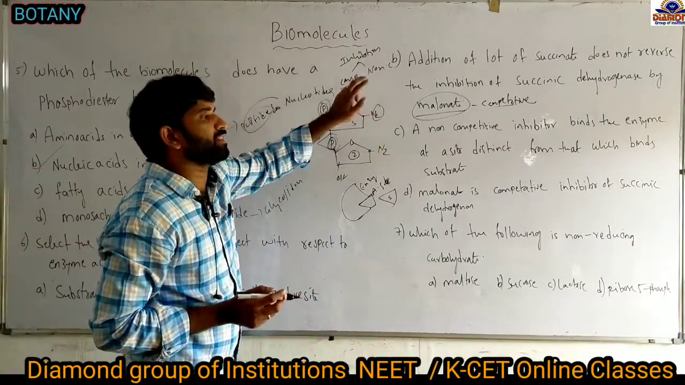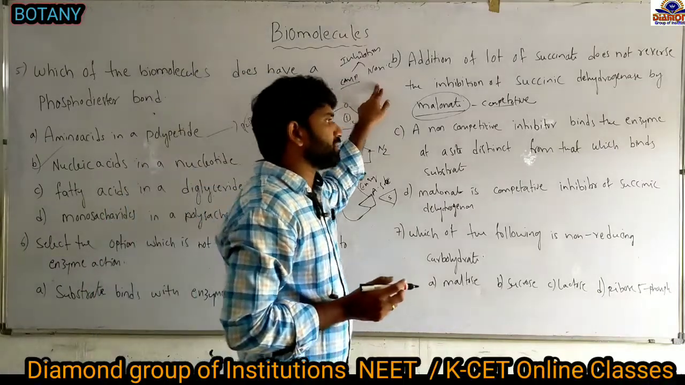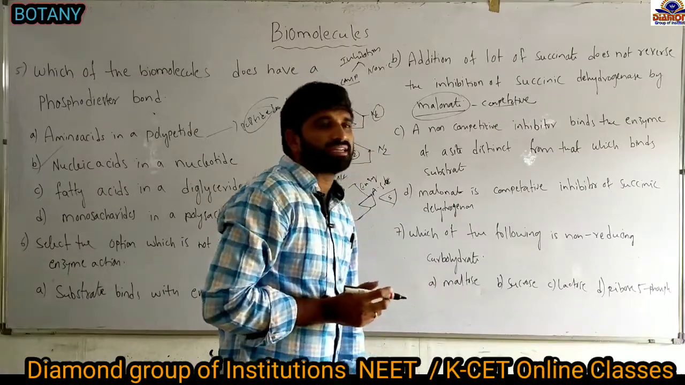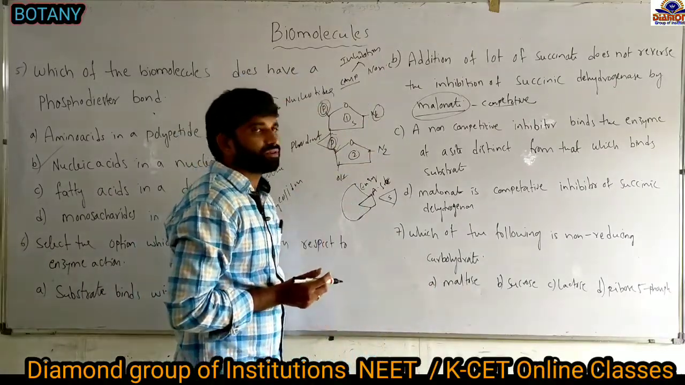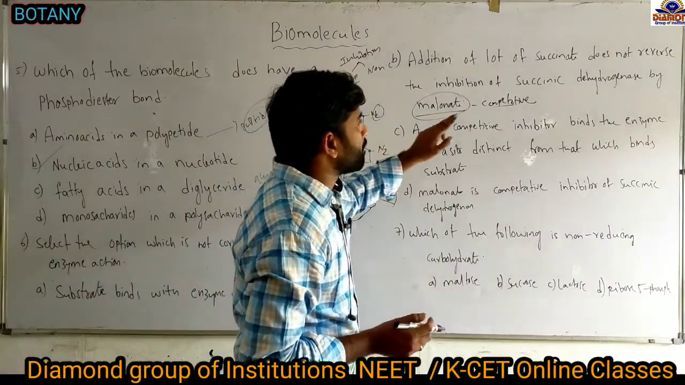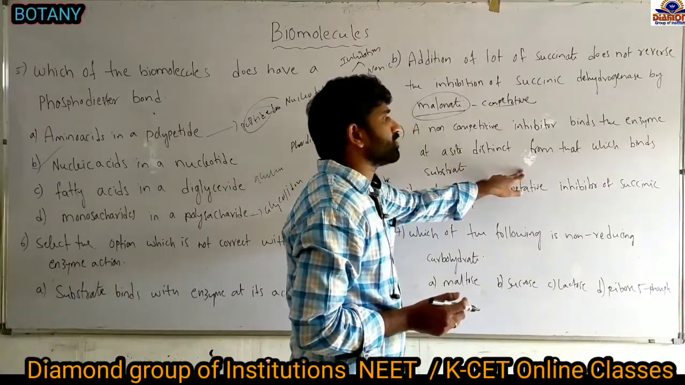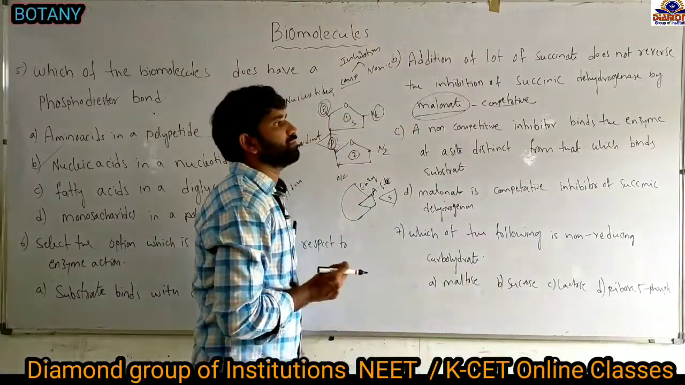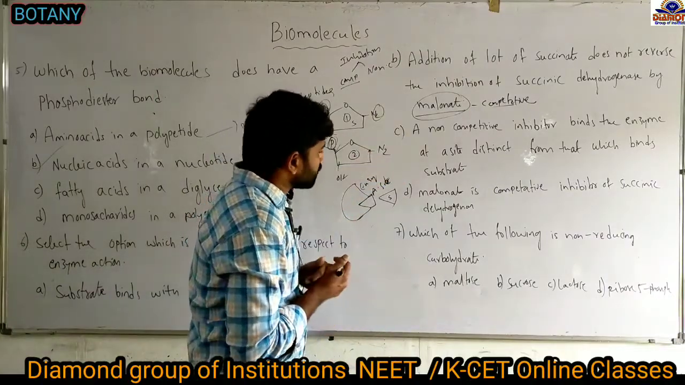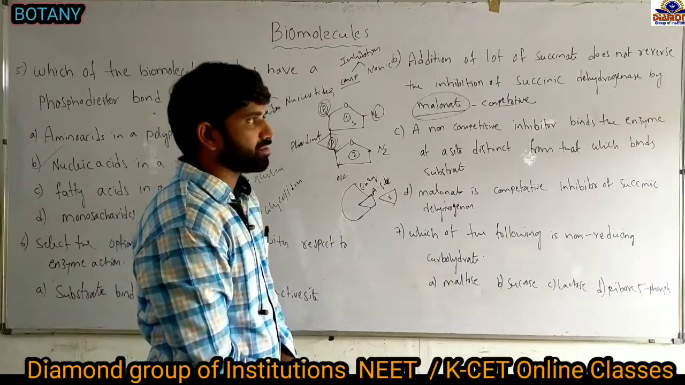the inhibitor and substrate are able to bind together, and later the substrates bind into the active site of the enzyme and form the enzyme substrate complex. So in non-competitive inhibition, the inhibitor binds the enzyme at a site distinct from the one which binds the substrate. Those are different. And option D, malonate is a competitive inhibitor of the succinic acid dehydrogenase enzyme.